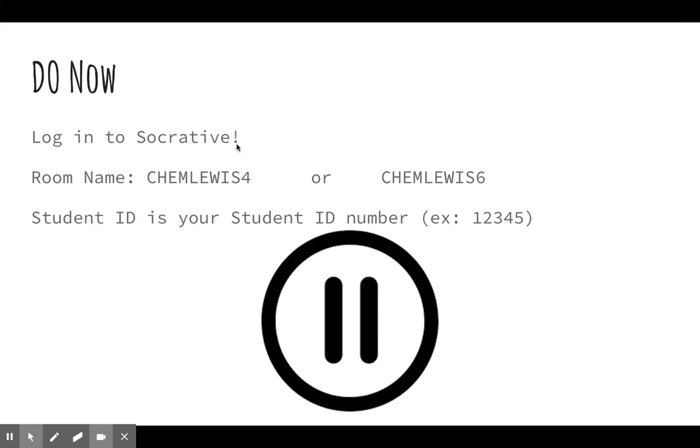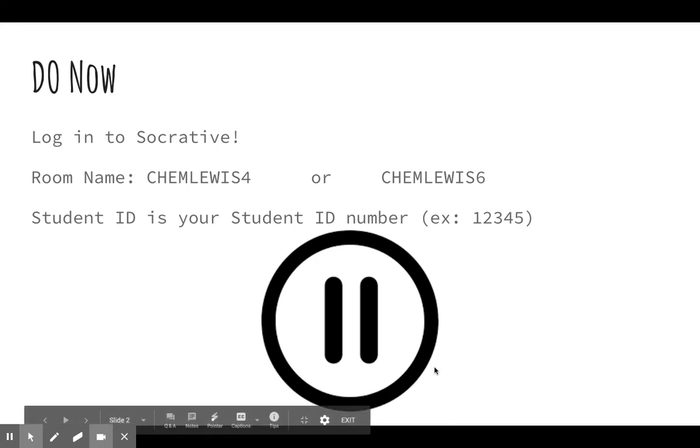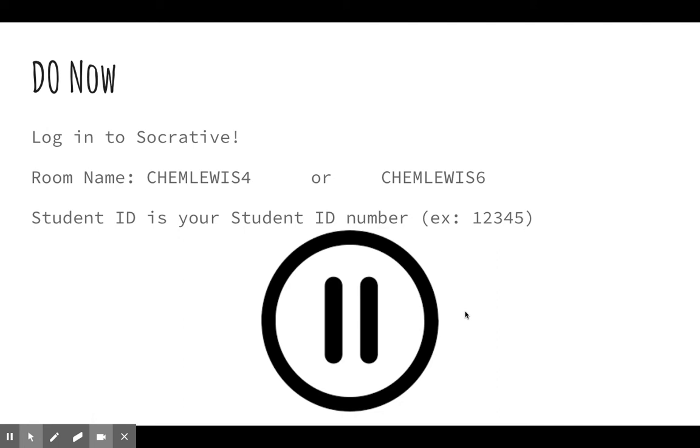Remember, you're going to go ahead and log into Socrative. If you're in my fourth block, you're typing ChemLewis 4. If you're in my sixth block, you're typing ChemLewis 6. And remember, when the site asks you for student ID, it really means your student ID number, like 1, 2, 3, 4, 5. Probably yours isn't 1, 2, 3, 4, 5, but type whatever yours actually is. So go ahead and hit pause at this time, navigate to Socrative, and come back.